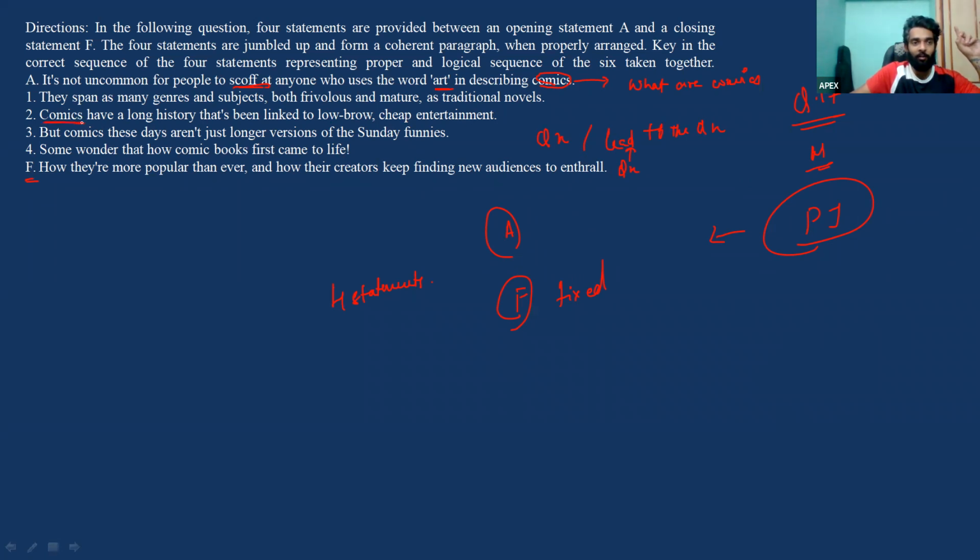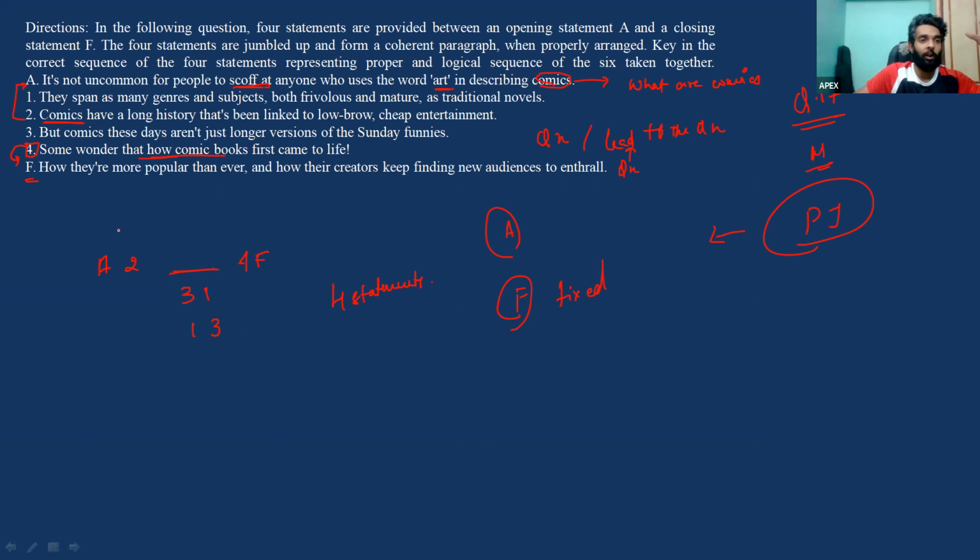or another question itself. So we can see that comics have a long history that's been linked to low cheap entertainment. This is the line that's talking about comics in these four lines. So I would rather say 2 follows A, and also that 4 is followed by F, because this is another question. Some wonder how comic books first came to life, right? So these two, if we are fixing, we have A, 2, F, 4, and we are left with 2 options, either 3, 1 or 1, 3. Okay. Now our entire game becomes very simple because we have only 2 options.